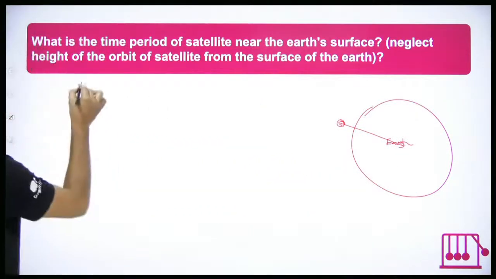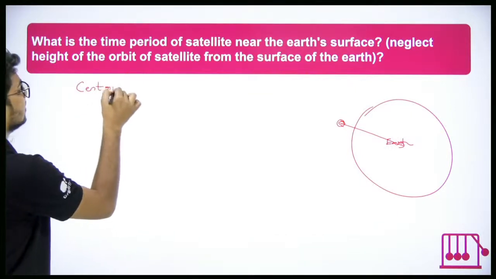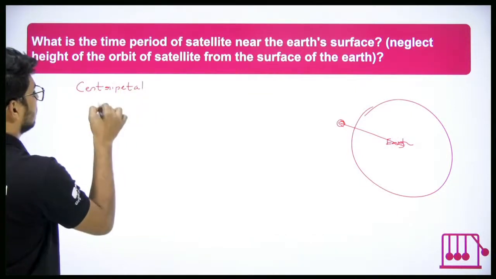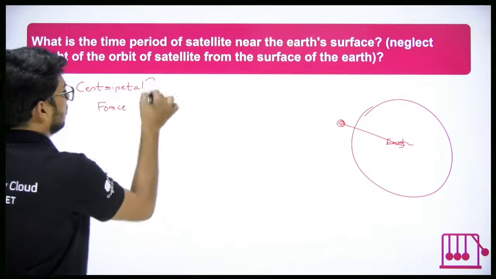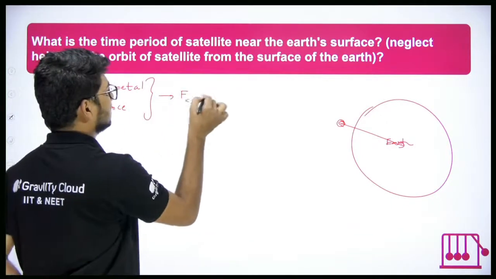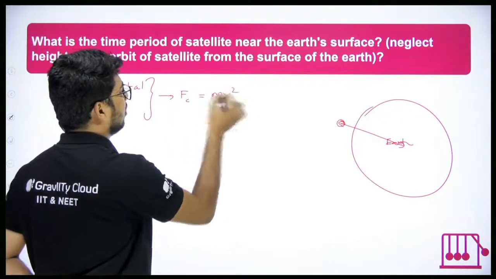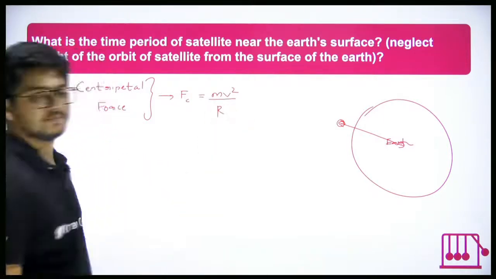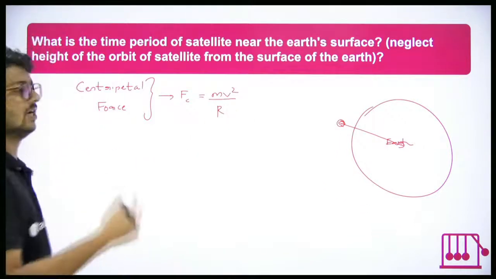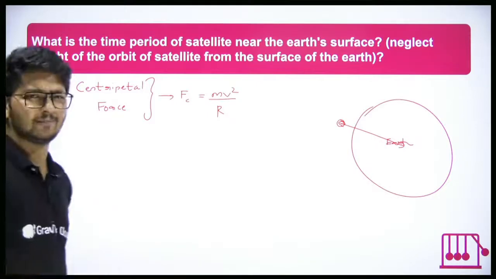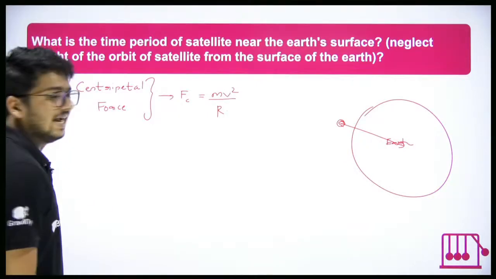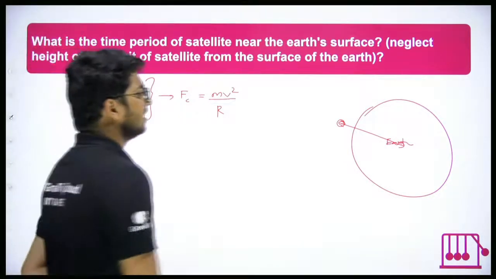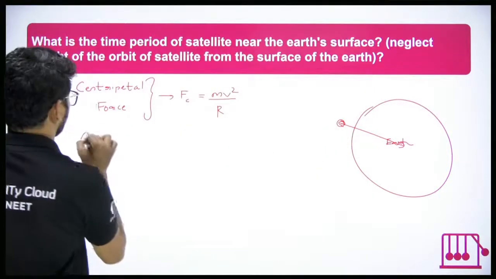For this you have to know the formula for centripetal force. What is the formula for centripetal force? I'll call it Fc. It is equal to mv square by r. Because if you get speed, you can get time period. Simple. Right. And here on the satellite, what is the centripetal force?